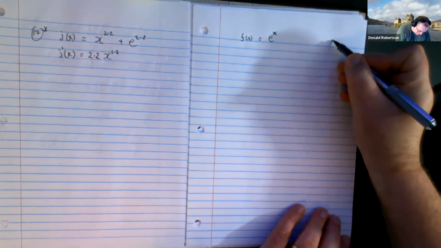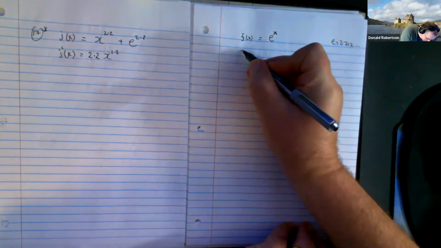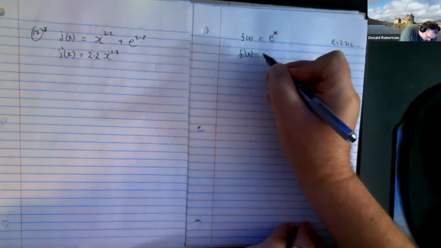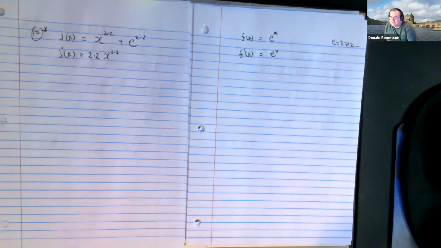It's roughly, if you want to know its value, 2.712. Just like pi, 3.14 and stuff. The derivative of e to the x is e to the x. That is amazing, isn't it? You just trust me, because I'm telling you it's true, that the derivative of e to the x is e to the x.